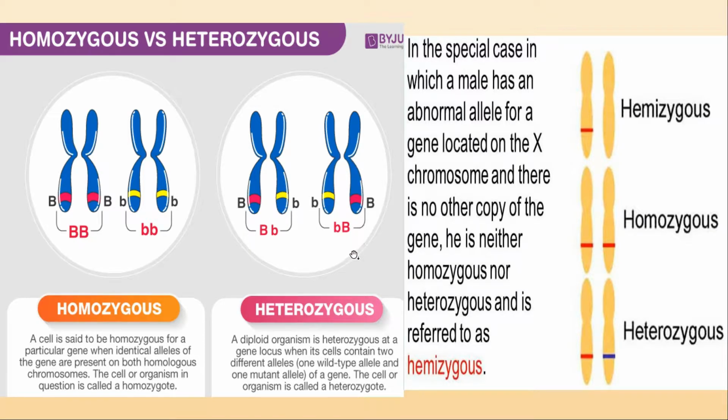In the same way here also you can see. A special condition called hemizygous is present in males, where the male has an abnormal allele for the gene located on the X chromosome and no other copy of that particular gene is present in the Y chromosome. So he is neither homozygous nor heterozygous, he is referred to as hemizygous. It is present only on one chromosome, and no copy of it, either the mutant or the wild type, is present on the other homologous chromosome. Then this condition is called hemizygous.